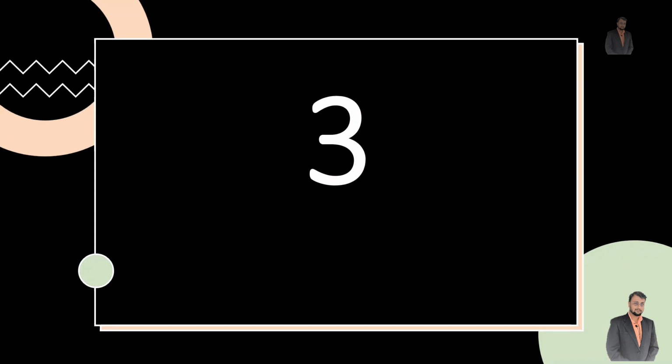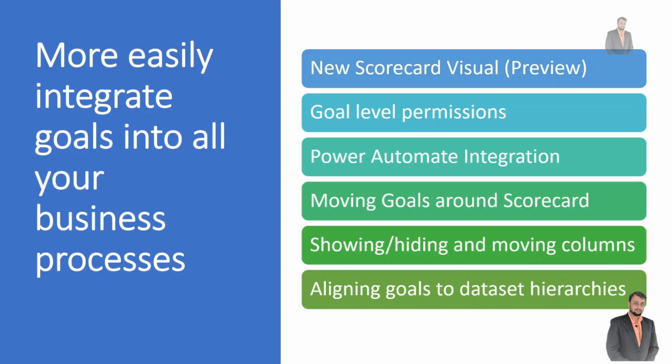The third important announcement at Ignite is around Power BI goals. You can more easily integrate goals into all your business processes. The goals feature has lots of improvements. It has a new scorecard visual, goal level permission, Power Automate integration, moving goals around the scorecard, showing and hiding or moving the columns, and assigning the goal to the dataset hierarchies. Now, what do we mean by that?